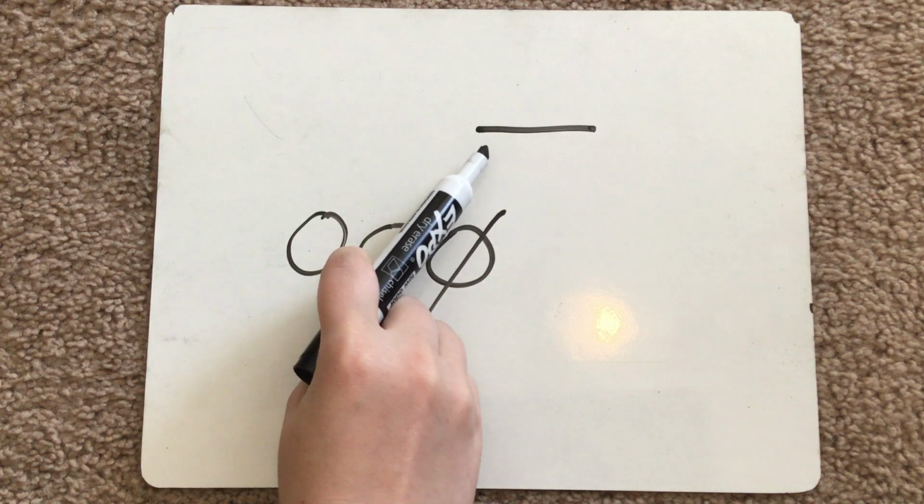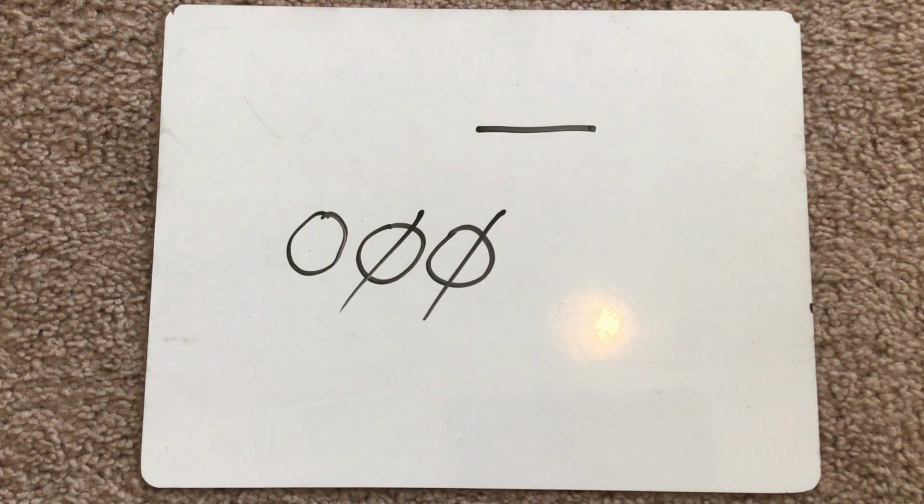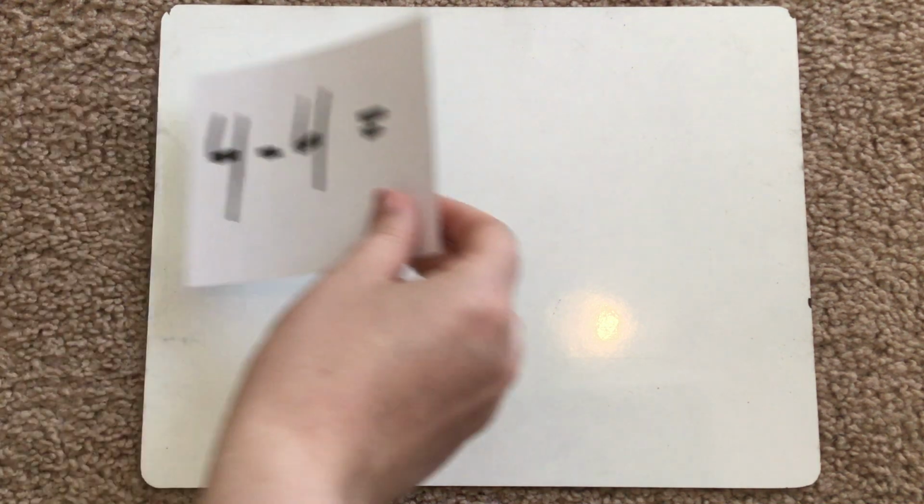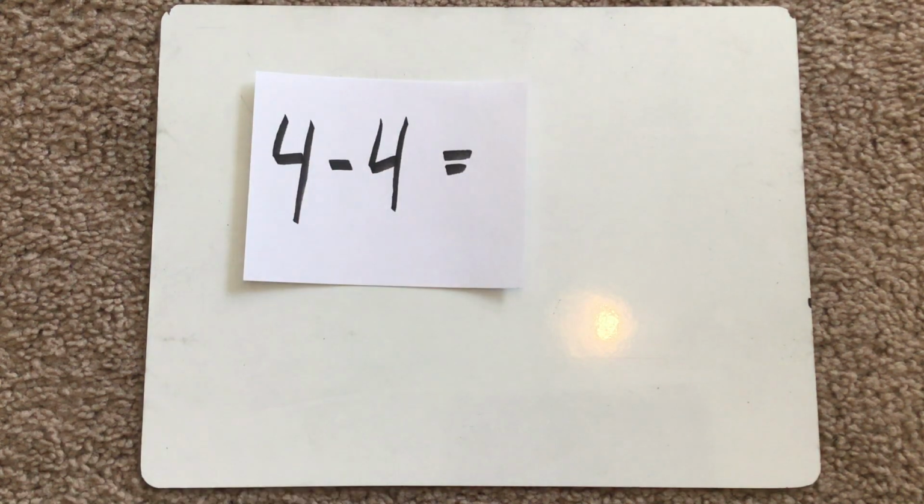That is a minus sign. It means that we are taking away. So we're going to do some more subtraction problems today. But today, instead of doing drawings to help us solve these problems, we're going to be using objects. So here is our problem for now. Go ahead and try and read that problem to me.